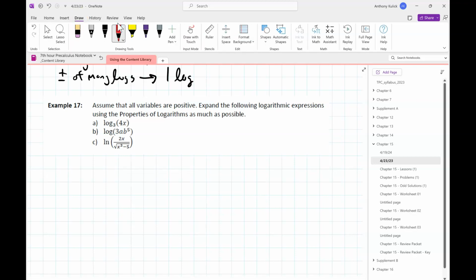So it says assume all variables are positive, whatever, I don't care about that. Expand the following logarithmic expressions using the property of logarithms as much as possible. So it says expand.